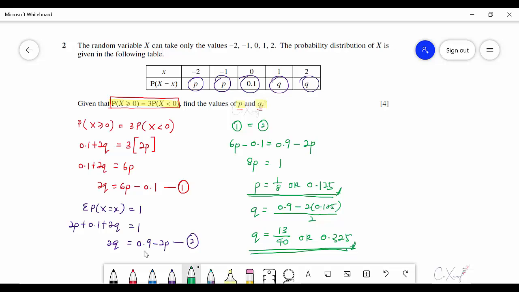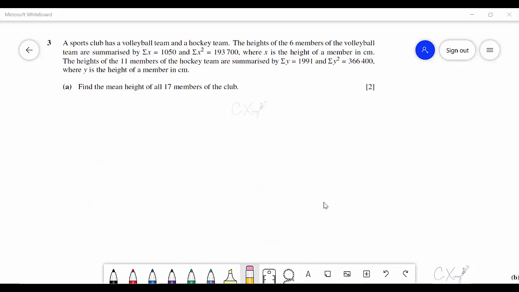Okay, so if you want to double check and see whether your answer is correct or not, maybe you can try to substitute the value of p and also the value of q into here, and you add them together and see whether they equal 1 or not. All right, so this is how we get a value for p and q. You solve simultaneous equations, right?